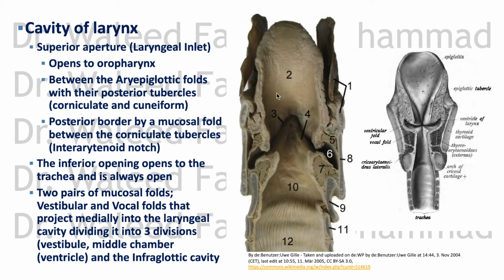Okay? The first space or cavity is at the inlet of the larynx, between the aryepiglottic folds. See? This is the inlet of the larynx. It's bounded anteriorly by the epiglottis and at the sides by the aryepiglottic fold, posteriorly by the mucosal fold between the two arytenoid cartilages. This is the laryngeal inlet. It opens into the oropharynx, of course.